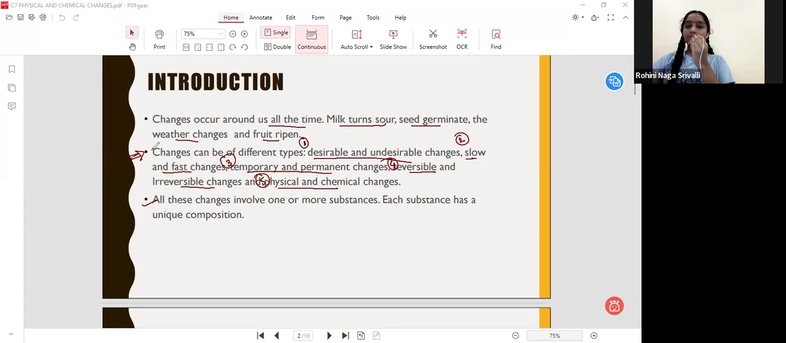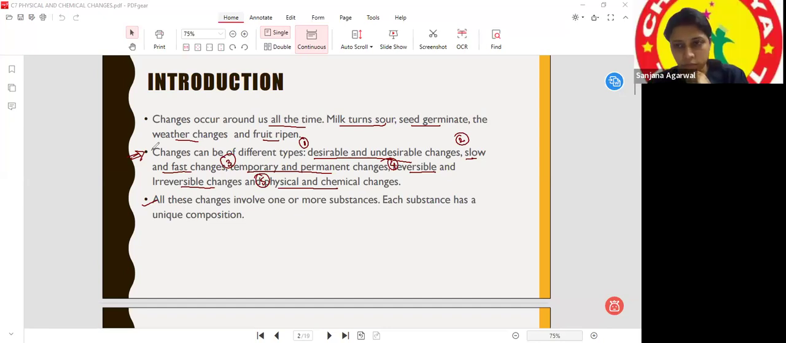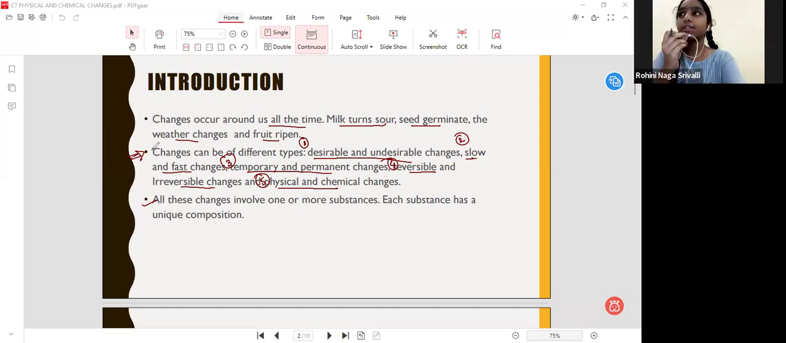Ma'am, I have a doubt. Rusting of iron is a chemical change, no? But a chemical change is basically an irreversible change. Yet if we rub the iron object with sandpaper, the rusting is going to disappear, no? So how is it an irreversible change?